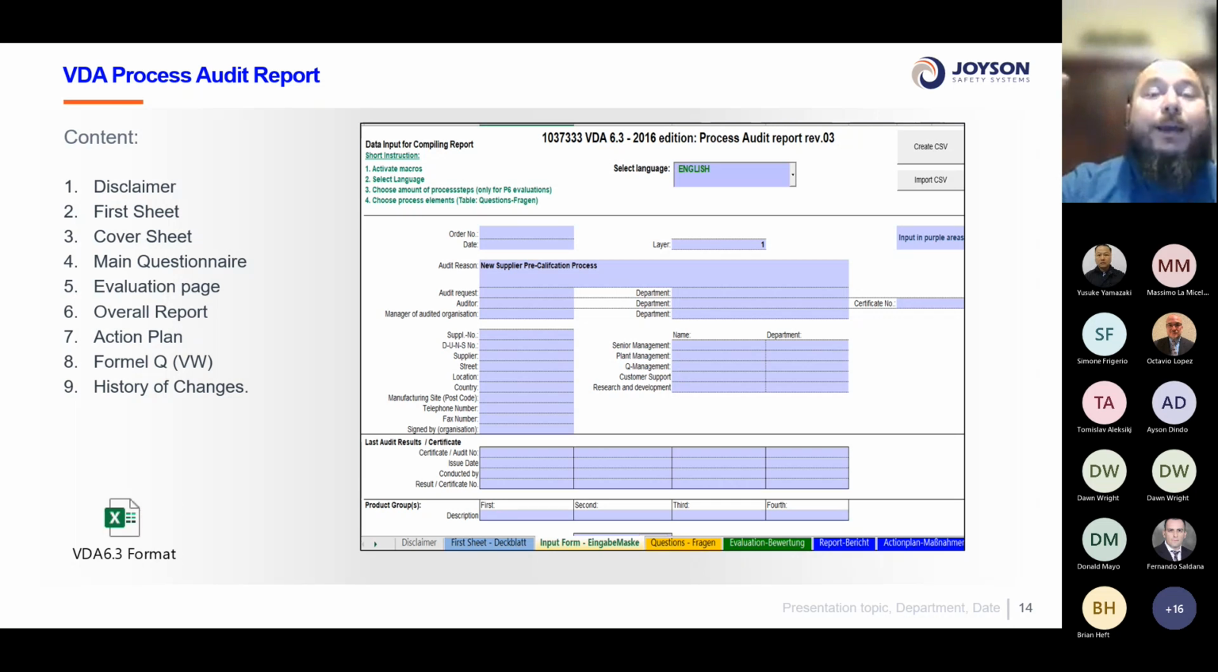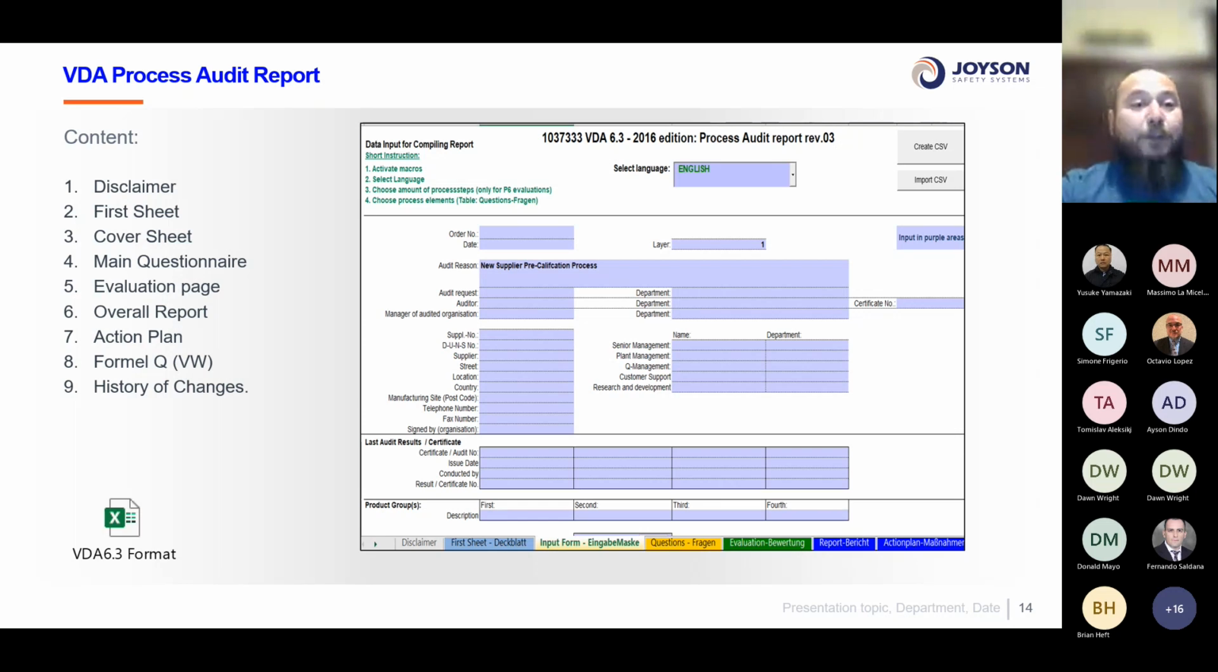Where is the supplier located? What commodity is it? What part number are we auditing? What processes are we auditing? Who are the main contacts from the audited party? Who are the main contacts from Joyson that are requiring the audit? What is the scope of the audit? Additional details, we will go through. I will show you. That's for the cover sheet.